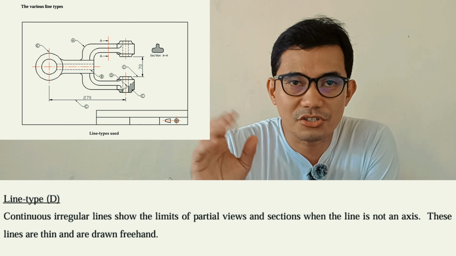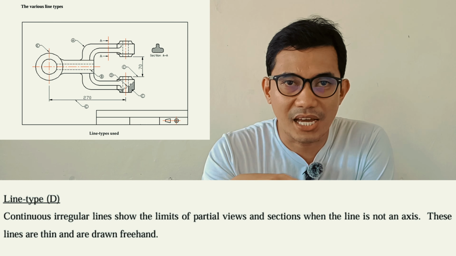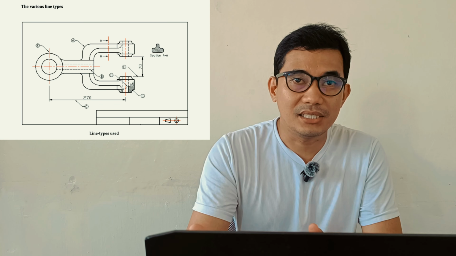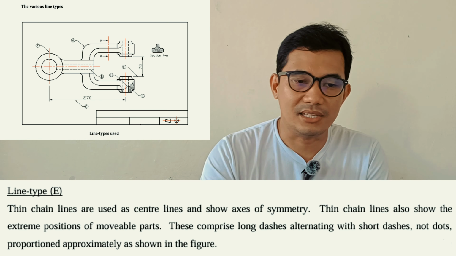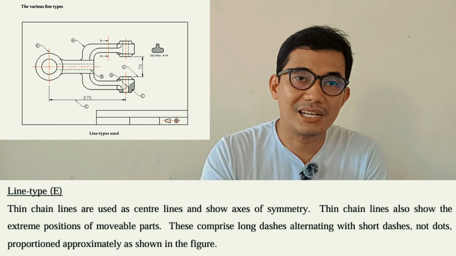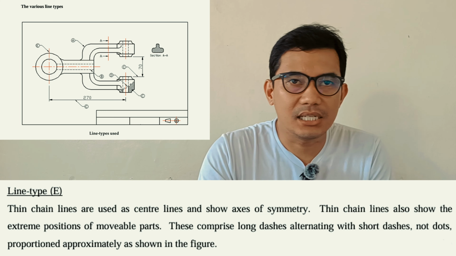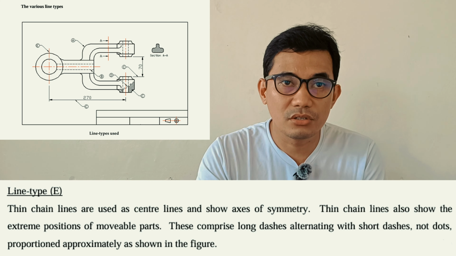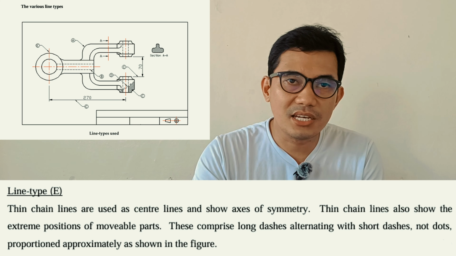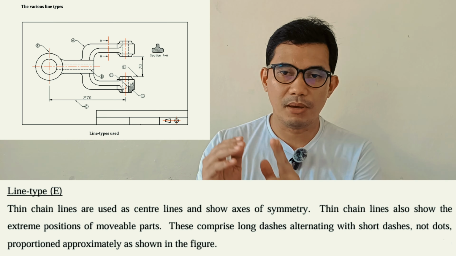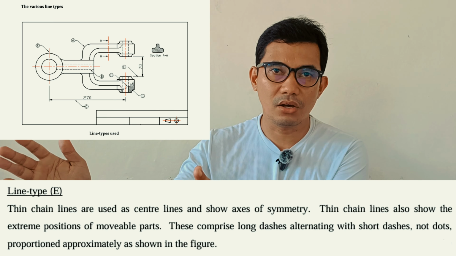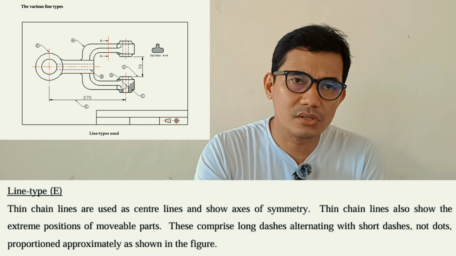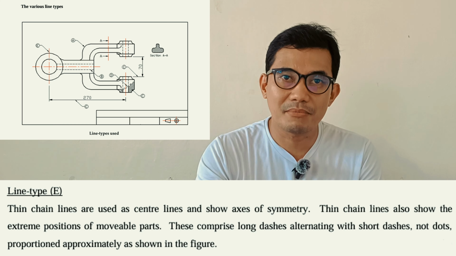After the drawing of sections, it is usually done freehand and then dashed, as you can observe in our figure. Okay, and the last type of line is line type E. Line type E, called the chain lines, are used as center lines and show axes of symmetry. Now, what's the difference between a chain line and a dashed line? The dashed line is composed of dashes that are uniform in length. The chain line is composed of long dashes followed by short dashes and then again long dashes. Long, short, long dashes. That is the chain line. It is also a thin line, most likely 0.3 mm in thickness.